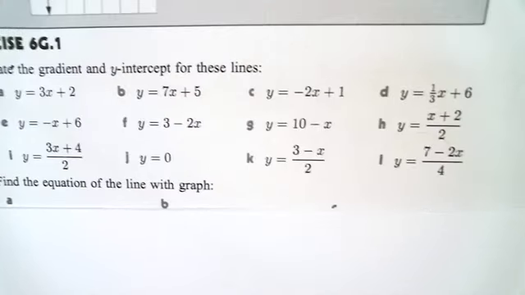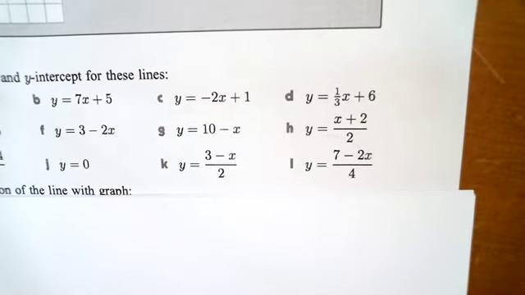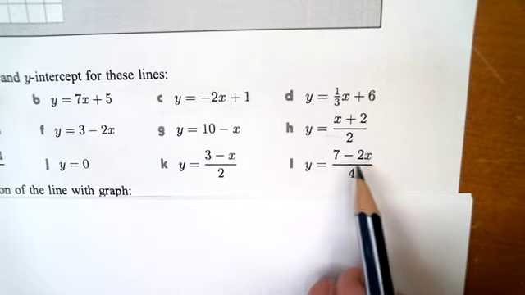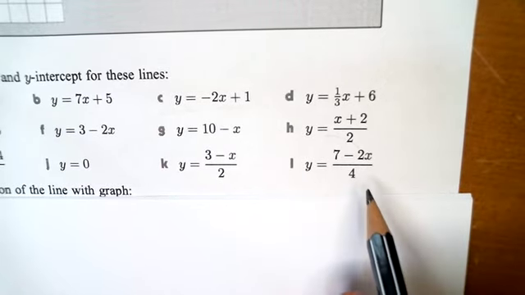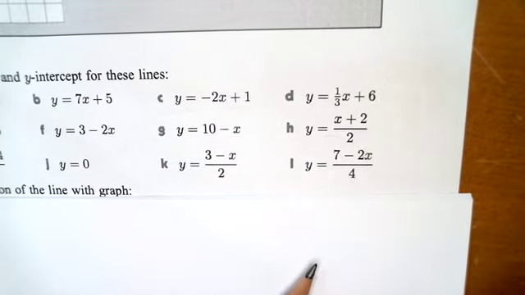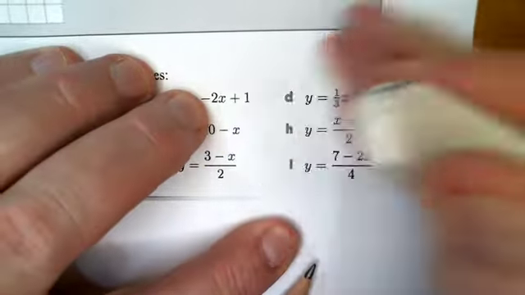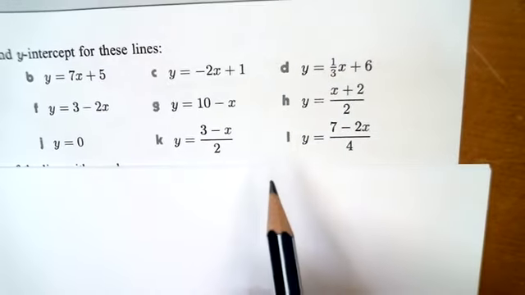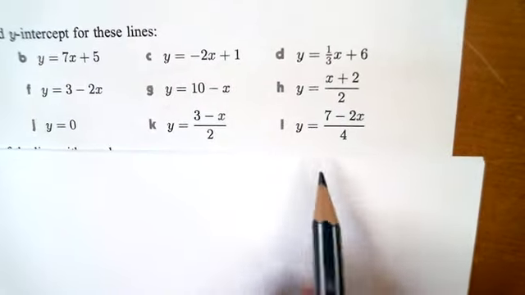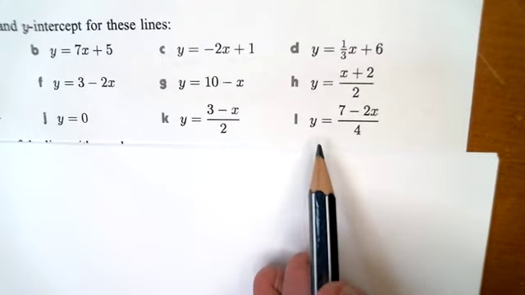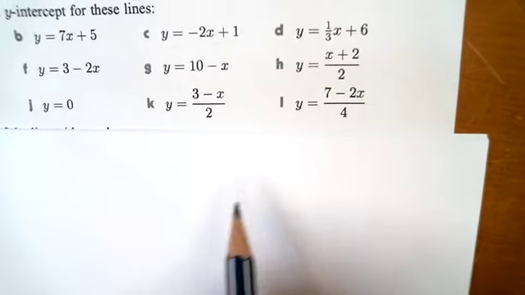Okay, let's have a look at some other examples to draw. Now I've got these ones here, and I've got y is 7 minus 2x on 4. Let's have a look. Now this one here, we need to get into gradient intercept form if we're going to do anything particularly useful with it. So here it goes.